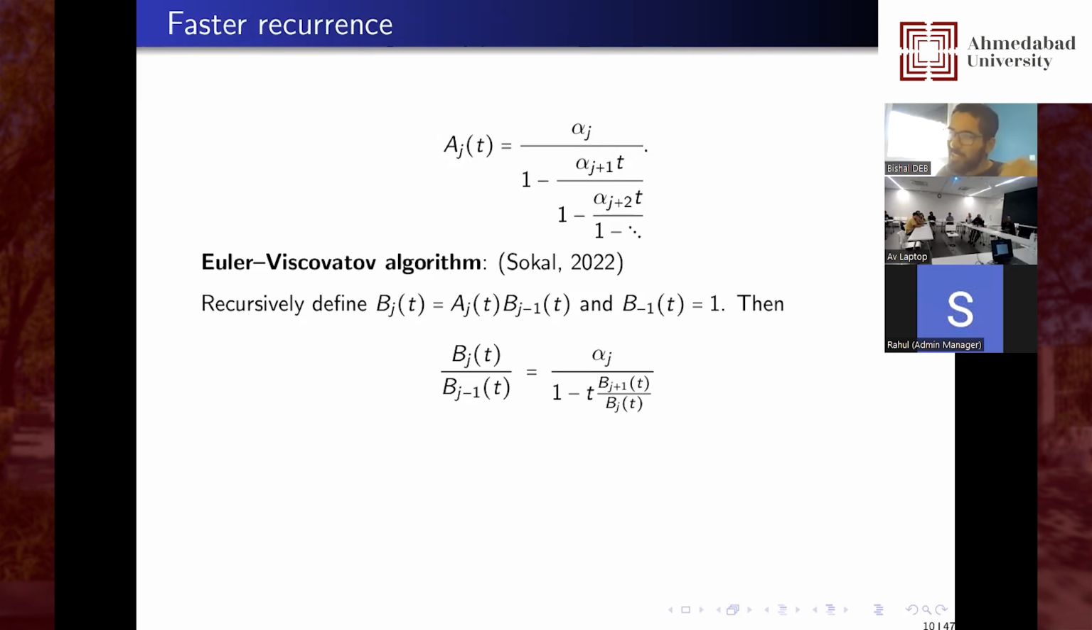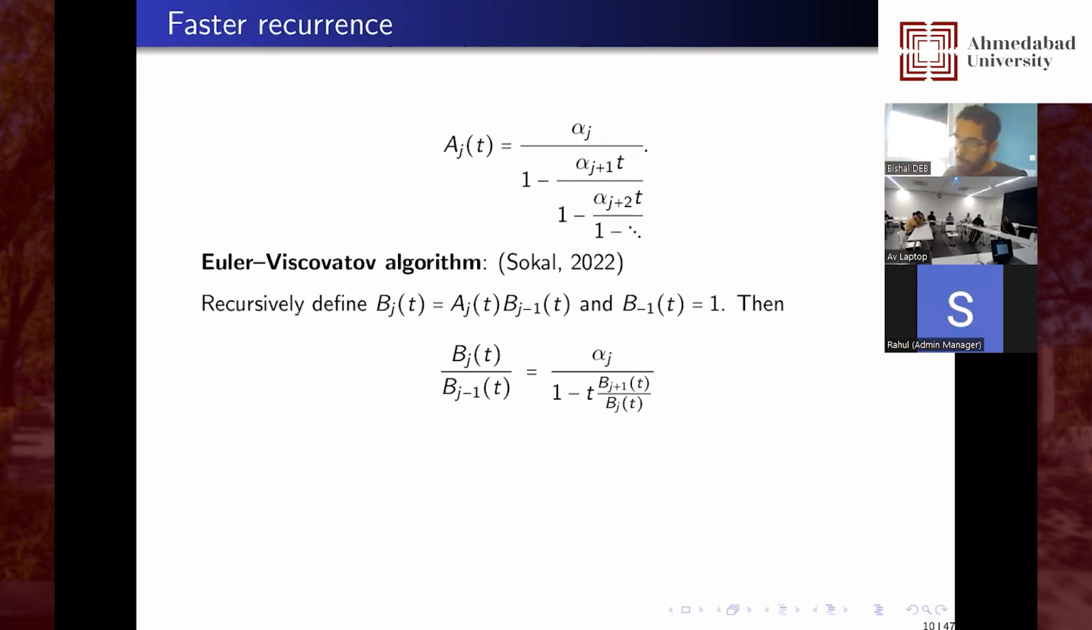And somebody called Viskovatov in the early turn of the 19th century also rediscovered this. And my PhD supervisor, Alan Sokal, was reading Euler's paper and worked out the algorithm by reading through it. And he's written a nice expository article on this.